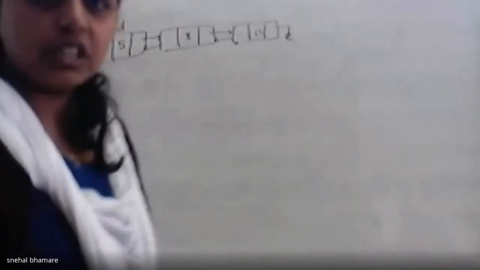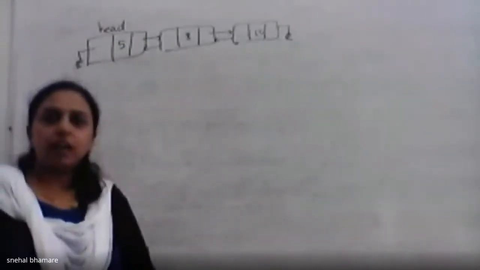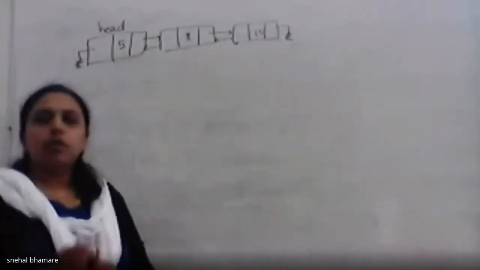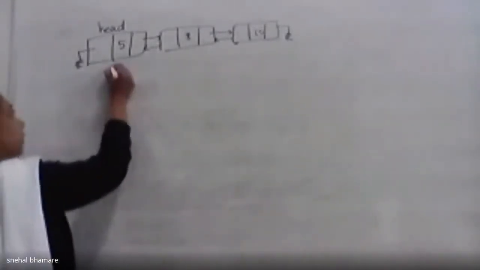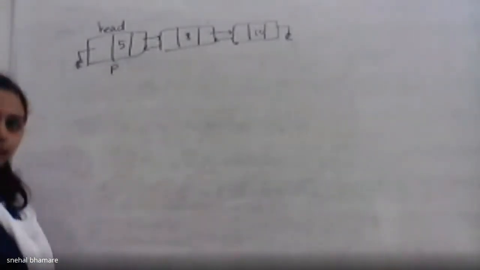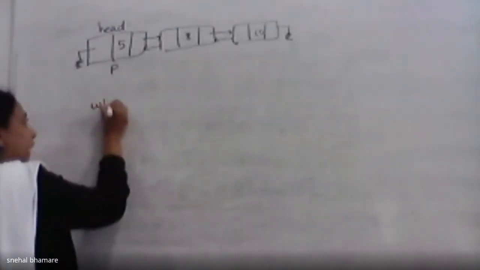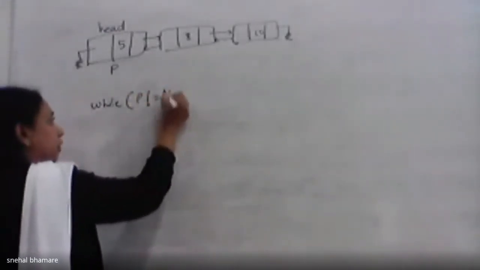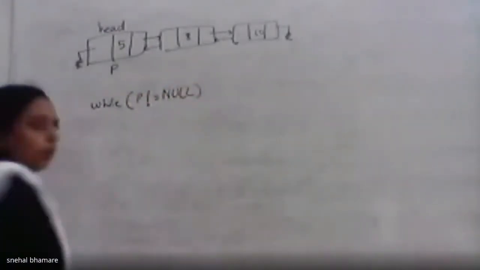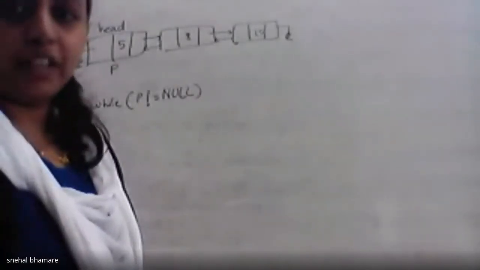In a doubly linked list, I have to display the nodes starting from the node referred by the head. How to display them? We will take one temporary node variable, let's say p, and point it to the head. In the condition, while p is not equal to null, I have to display the data of the p variable.